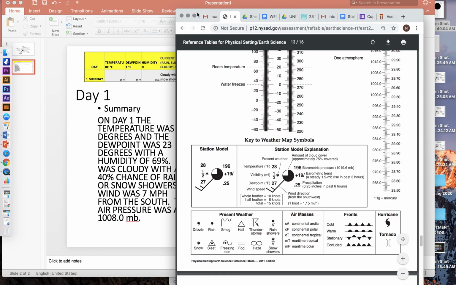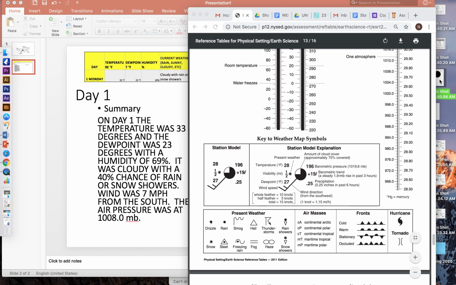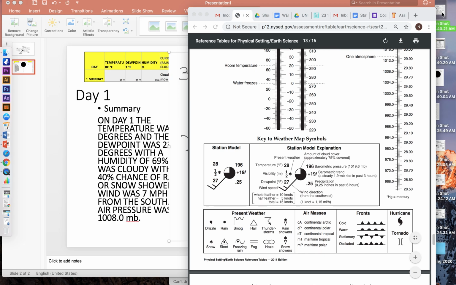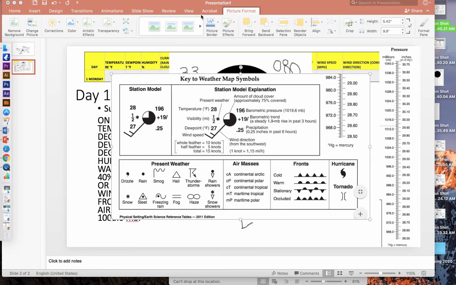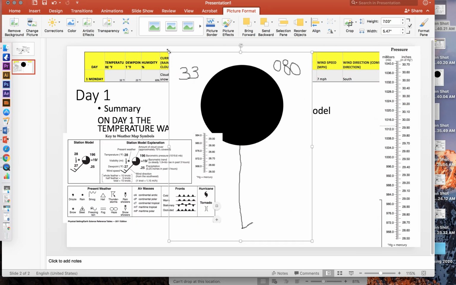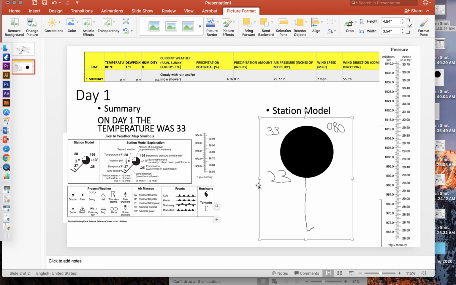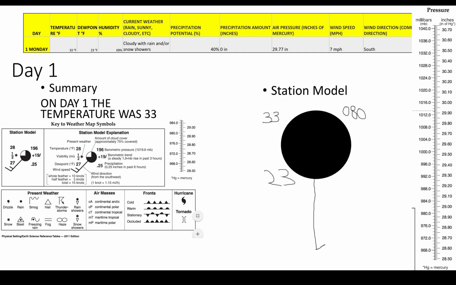Here's my station models. That's what I want to know. I am going to, again, take a little snapshot here. And so first thing, here's my station model. I'll throw that in. And here's just some information I want to present to you guys. So I'm going to cover up my summary with the reference table stuff. I am going to place what I just wrote in here, that way it doesn't disappear on me. And I'm going to finish it off.